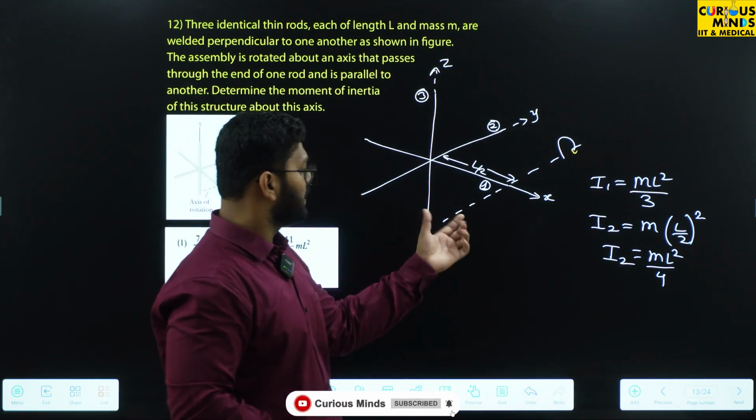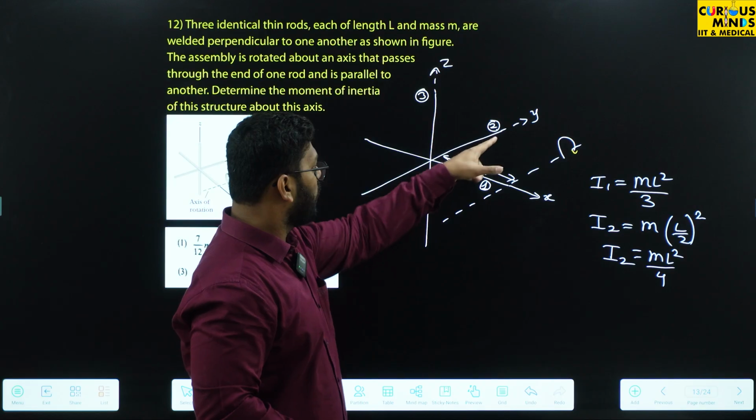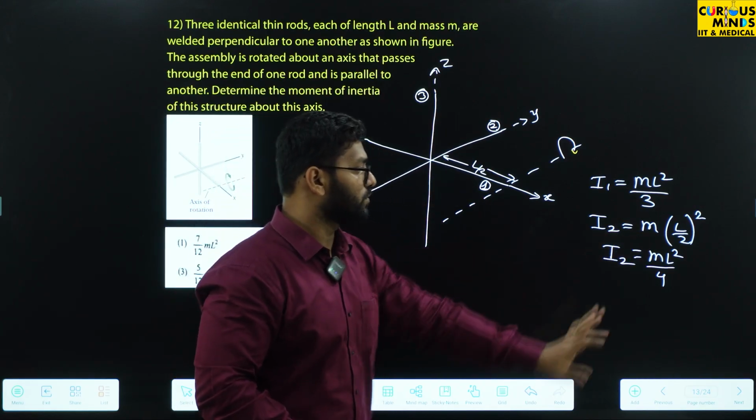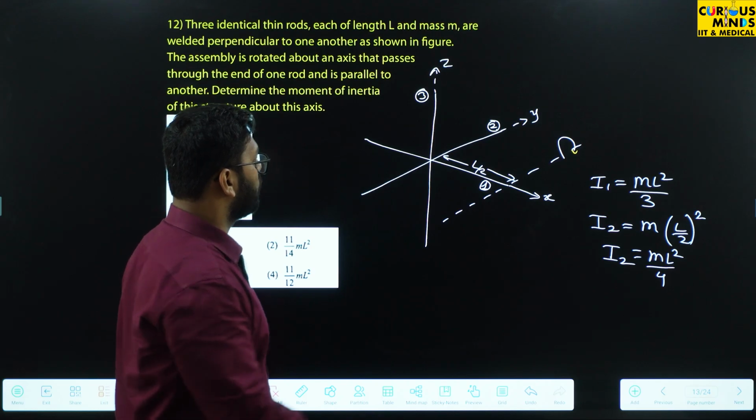Or you can think of it like this. The axis is like this. All the mass is at a distance L by 2. So it is m times L by 2 whole square. So I2 also you got. Now what about I3?